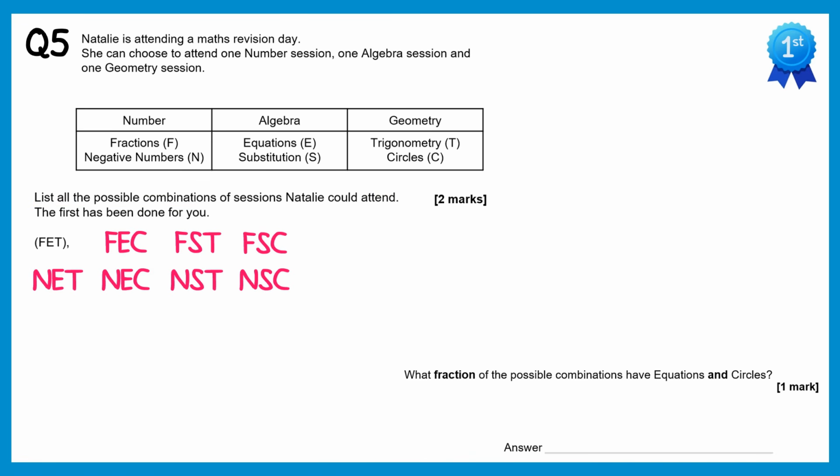For the second part of the question, it says what fraction of the possible combinations have equations and circles. So we're looking at our combinations from before for ones that have an E and a C in them. And you can see it's just these 2 here. So there are 2 of those which have equations and circles, and there are 8 possibilities altogether, so it's just 2 over 8. Which you may simplify if you wanted to 1 over 4, but it didn't say to in the question.